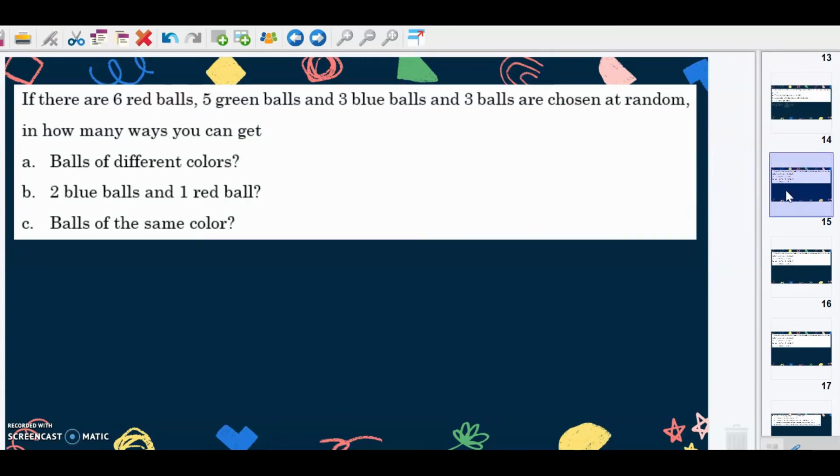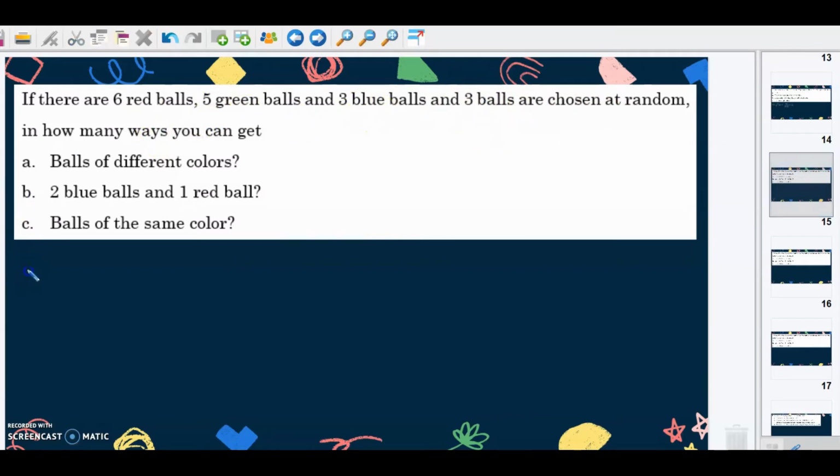So for question number 5, we have the problem: if there are 6 red balls, 5 green balls, and 3 blue balls, and 3 balls are chosen at random, in how many ways can you get, for letter A, balls of different colors? So meaning, since we're getting 3 balls at random, in how many ways in these 3 balls can we get 1 red, 1 green, and 1 blue ball?